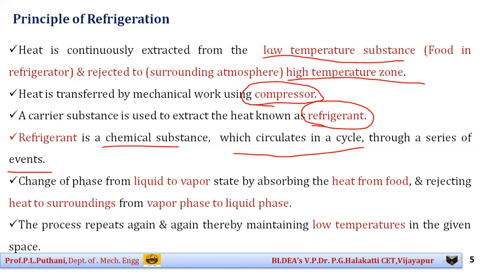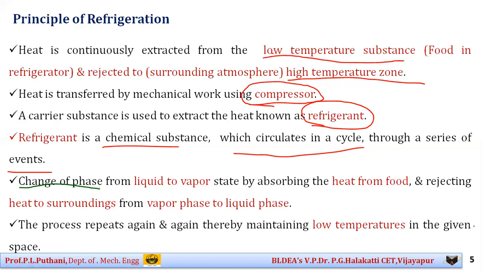In that, students, the important thing is the change of phase. Remember this, students: the refrigerants which you are using always undergo two types of phase change. One is from liquid to vapor phase, by extracting the heat from the food materials, and again, rejecting the heat to the atmosphere, where it gets converted from vapor to liquid phase.